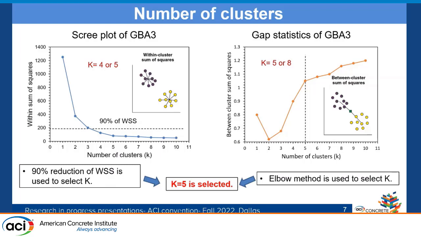And also I did the gap statistic model. It calculates the between cluster sum of squares, the distance between two clusters. When the number of clusters increases, this between cluster sum increases. So by using the elbow method, I selected k equals 5 or 8 would be suitable. Based upon these two methods, finally I decided k equals 5 would be optimal.